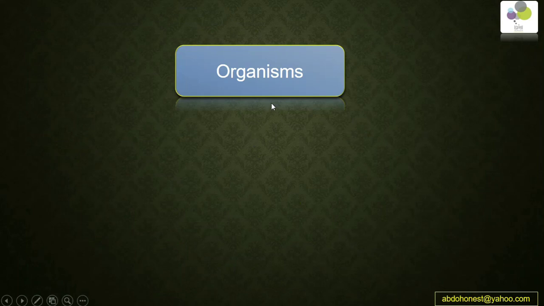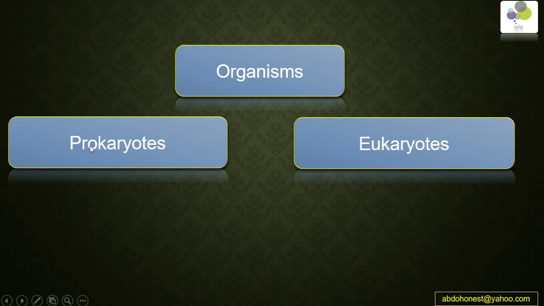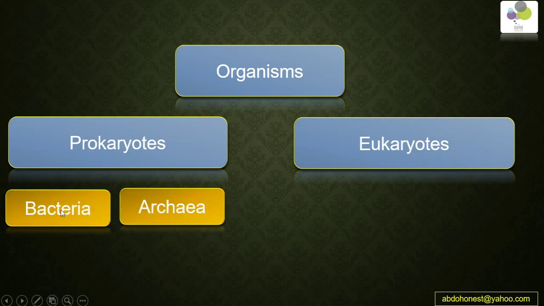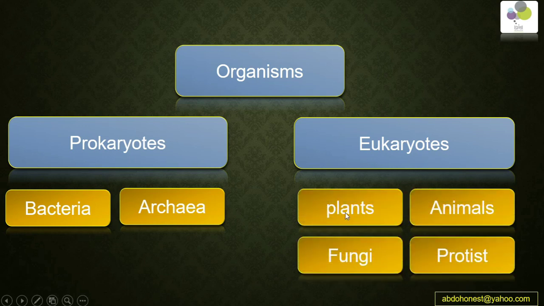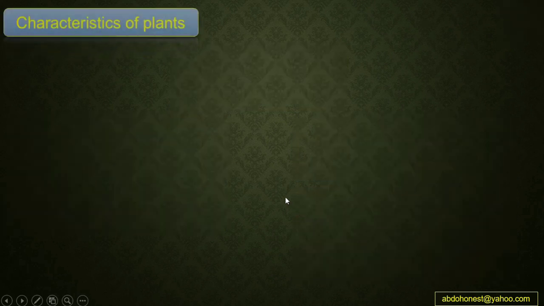We know that, guys, all organisms in this world are subdivided into two categories, prokaryotes and eukaryotes. We talk about prokaryotes, which are like bacteria and archaea, and eukaryotes, we have like four kingdoms: plants, animals, fungi, and protists. In the previous sections, we talked about protists and fungi. Today, inshallah, we're going to talk about the plants, and let's start with characteristics of the plants.